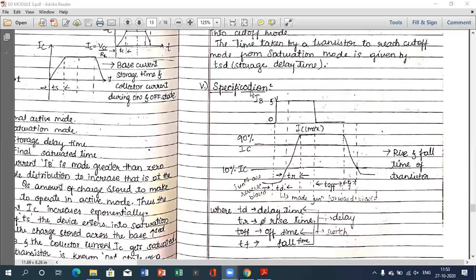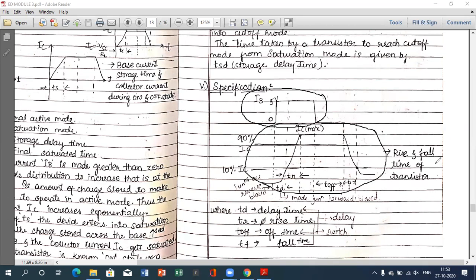Here again we will discuss the response of collector current in graphical representation. It is again related to the switching cycle, so only a few things are different here. Look at this graphical representation. First, we have a base current. Remember this, this is our base current, and this is our collector current.